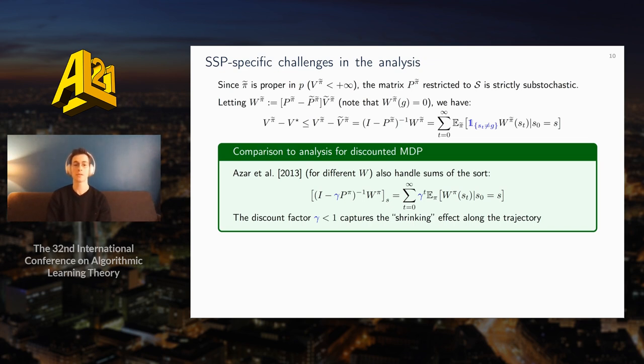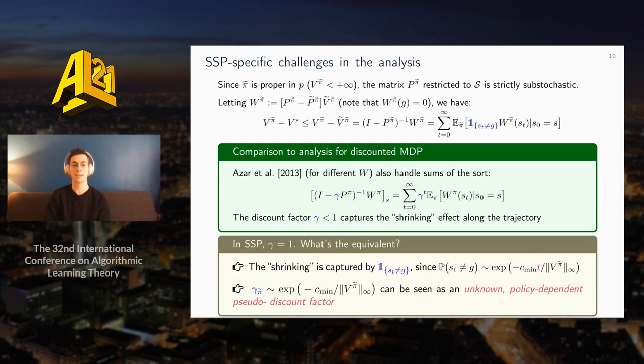And for them, the discount factor gamma, strictly smaller than one, is critical to capture the shrinking effect along the trajectory with exponential decay. Yet in SSP, the discount factor, well, there is none. Gamma is equal to one. So what's the equivalent? Well, we can see that the shrinking effect is somewhat captured by the indicator function that the goal has not yet been reached. And in fact, we can see that its expectation is the probability that the goal has not yet been reached after time t, and it can be shown that it decays exponentially with the time step t.